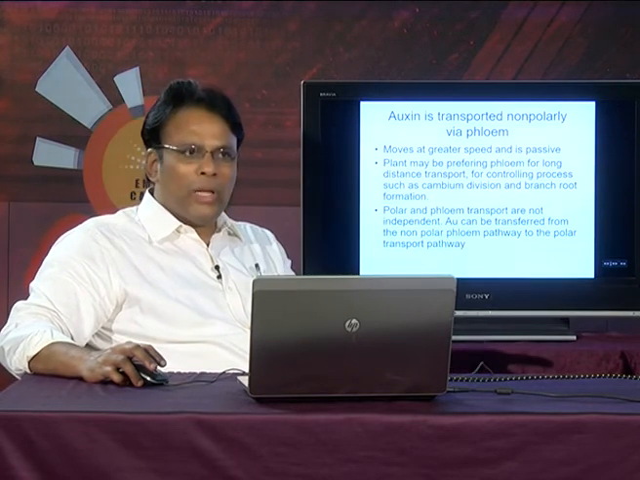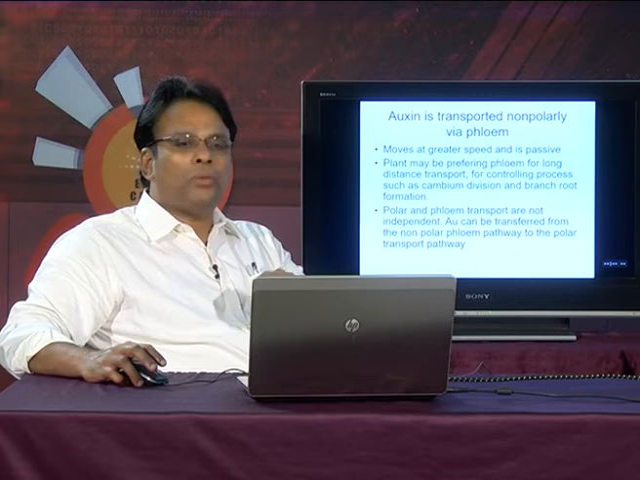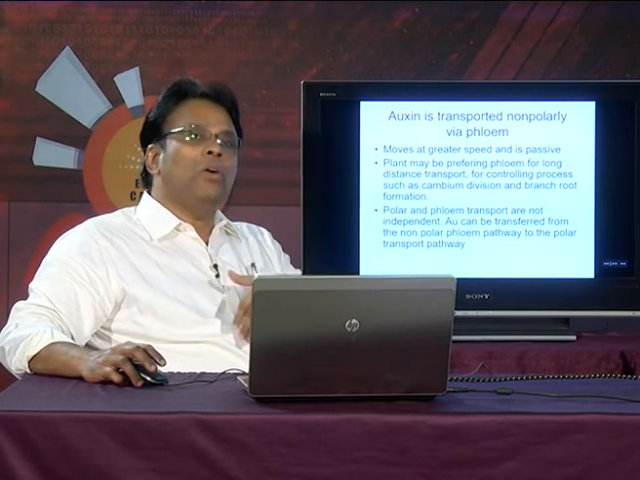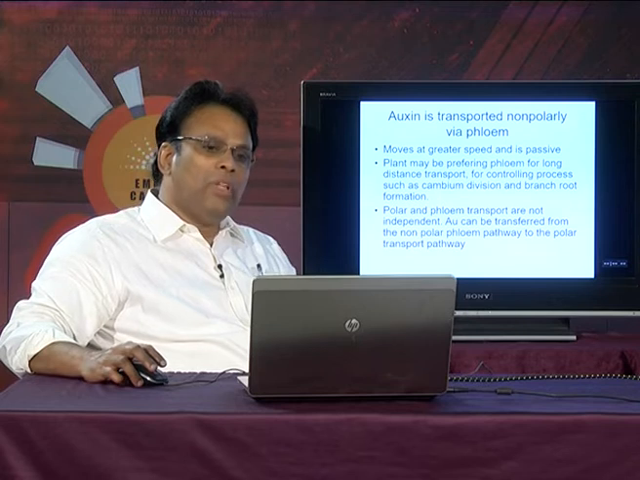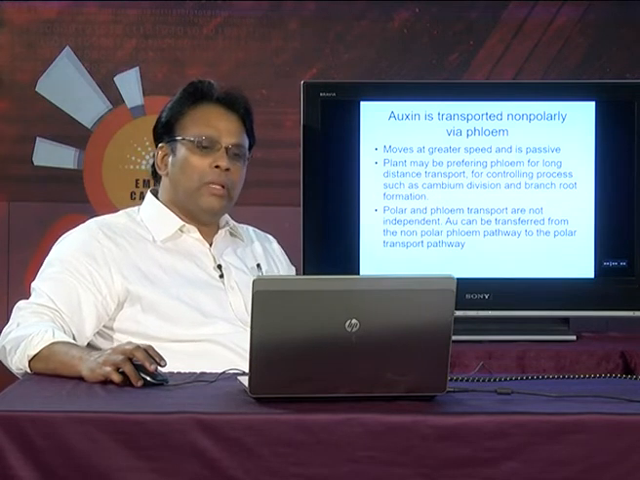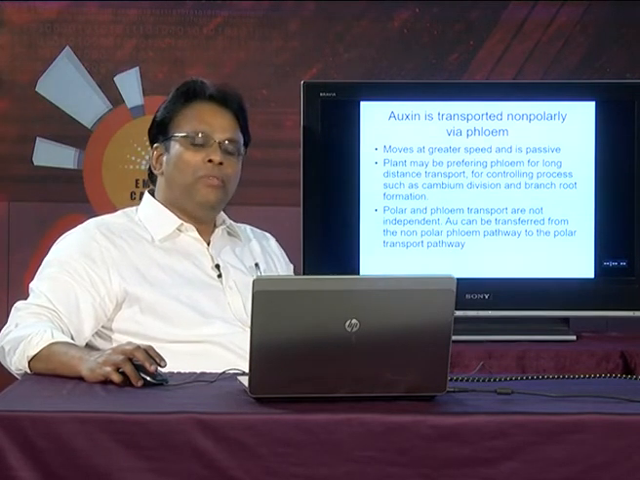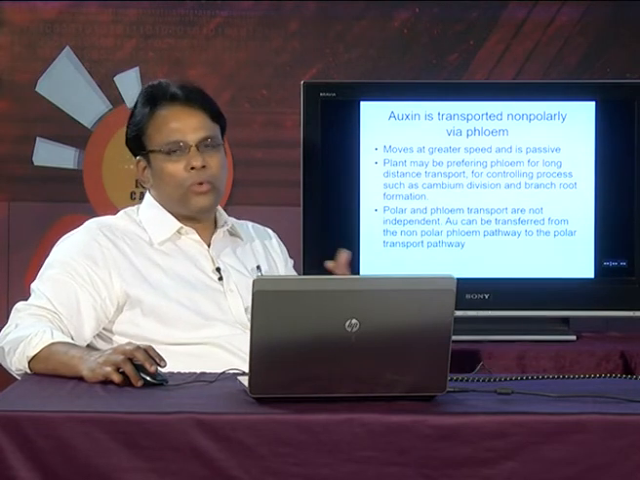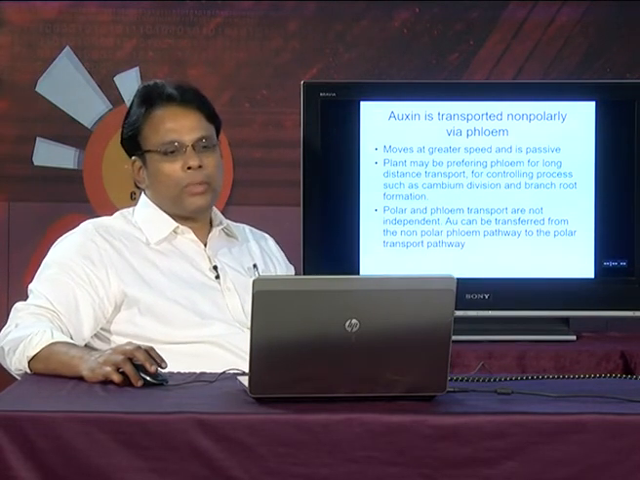So, it is not only polar transport, it is also happening through the phloem, and it depends upon the function which the auxin has to deliver. If the function is to deliver the purpose of cambium division, if the function is branch root formation, then the movement is through the phloem, not through the polar transport.